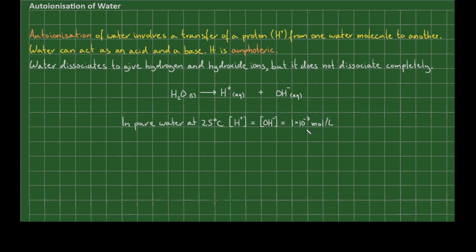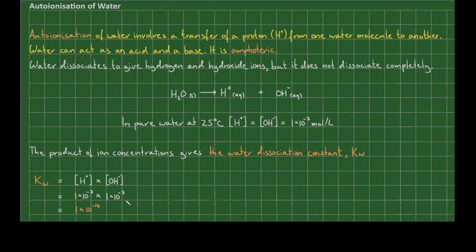Although this number is very small, it is very important. When we multiply the concentration of hydrogen ions by the concentration of hydroxide ions, the product that we end up with is the water dissociation constant, also known as Kw. Mathematically, this would be expressed as 1 × 10⁻⁷ multiplied by 1 × 10⁻⁷, which equals 1 × 10⁻¹⁴. Once again, we have ended up with a very small number, but it is an important number. We will explore this later some more.